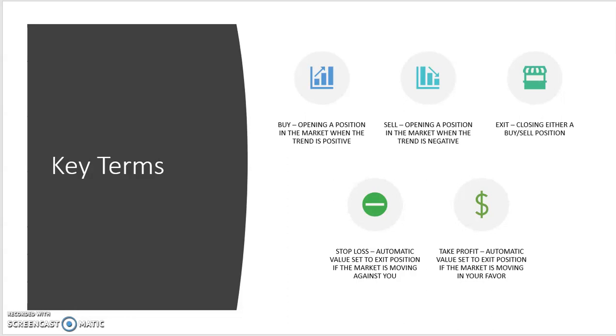start looking into trading? You want to know what buy is, which is an opening position in the market when the trend is positive. Sell is opening a position in the market when the trend is negative, and exit is closing your position from either a buy or a sell. A stop loss is an automatic value set to exit the position if the market moves against you, and a take profit is an automatic value set to exit the position if the market is moving in your favor.